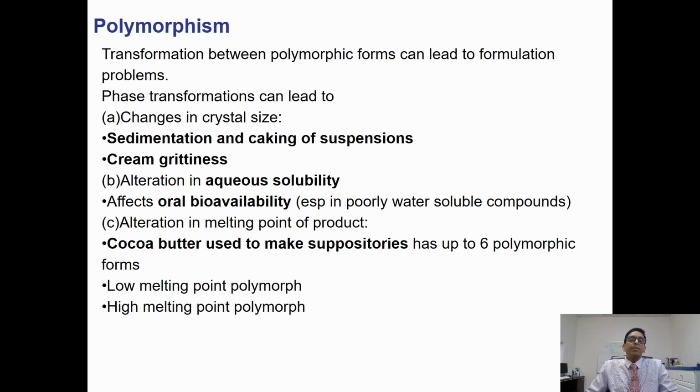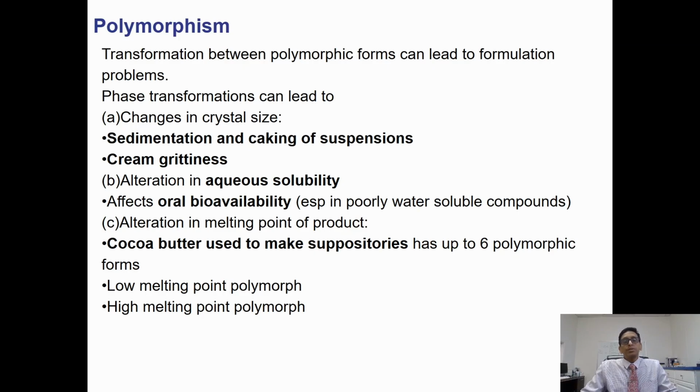That's the reason we have to characterize the polymorphic behavior of the drug substance along with the excipient, to get a stable, reliable and understandable dosage form, which can take our molecule into the longer term, to the bedside, to the patient, to use this molecule and dosage form for therapeutic application. So transformation between polymorphic forms can lead to formulation problems.